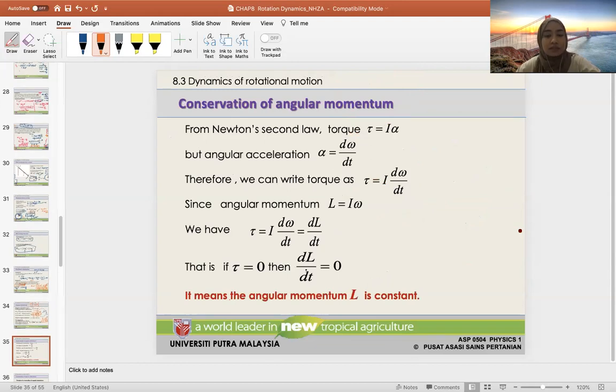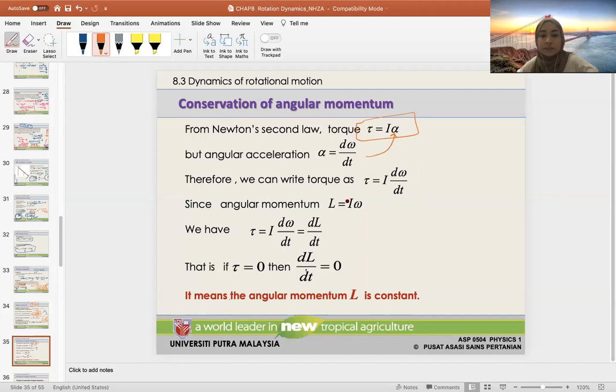Okay, so from Newton's second law, torque is equal to I alpha. We already learned this, I think. Yes. So torque equals I alpha, but angular acceleration alpha is d omega over dt, right? So we substitute this alpha into here. So it becomes I d omega dt, so they're not rearranging this.